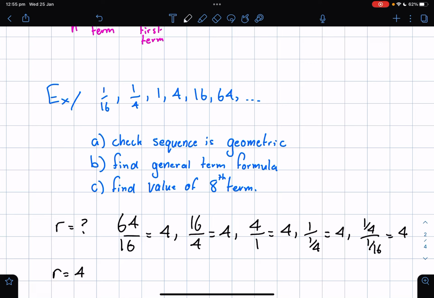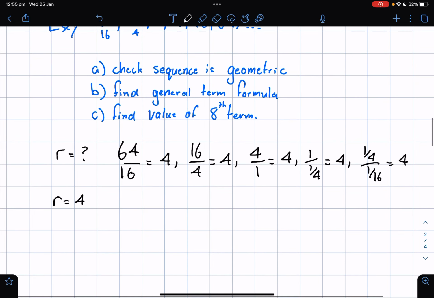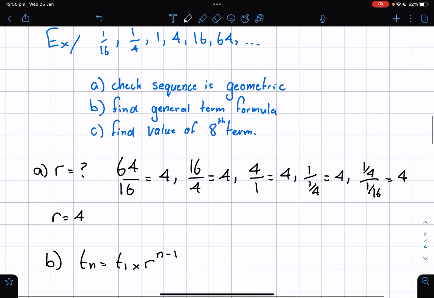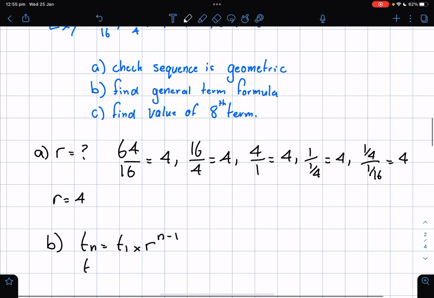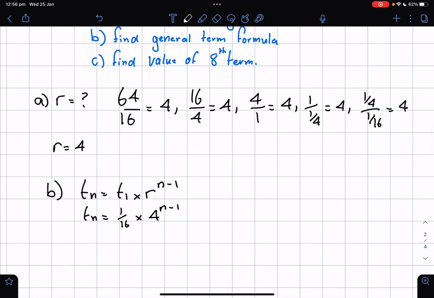Now that we have r and we've shown that it is in fact a geometric sequence, we can find the general term formula. So this is part b: Tn is equal to T1 times r to the n minus 1. Looking at our sequence, T1 is 1/16. So Tn equals 1/16 times 4, since we found r to be 4, to the power of n minus 1. And we leave it like that. It's a bit hard to simplify. When we have this, we can separate this index up here, but it's just easier to leave it like that for now.